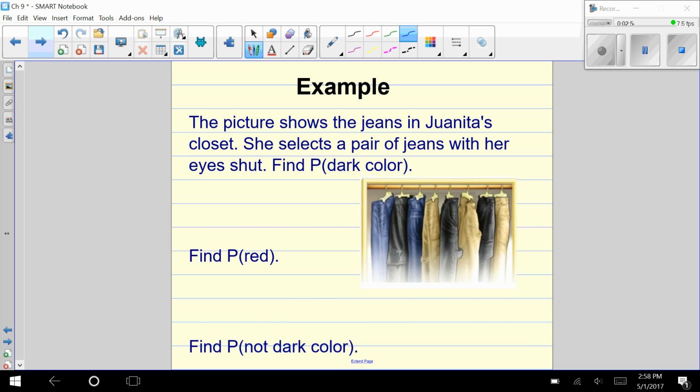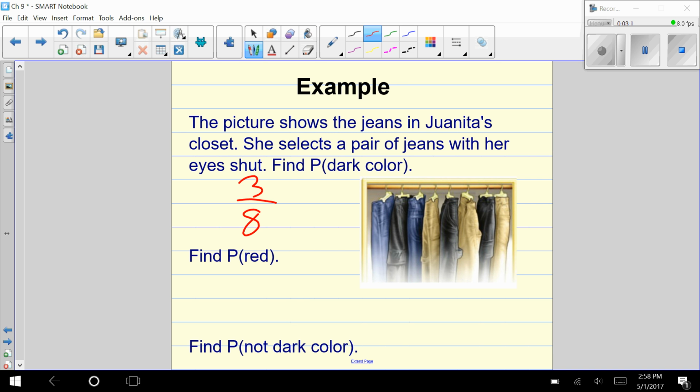This picture shows the jeans in Juanita's closet. She's going to select a pair with her eyes shut. We're going to find the probability of a dark color. Now notice these black ones are the dark ones. There are 3 dark ones out of 8 possibilities. 3/8 is our probability.